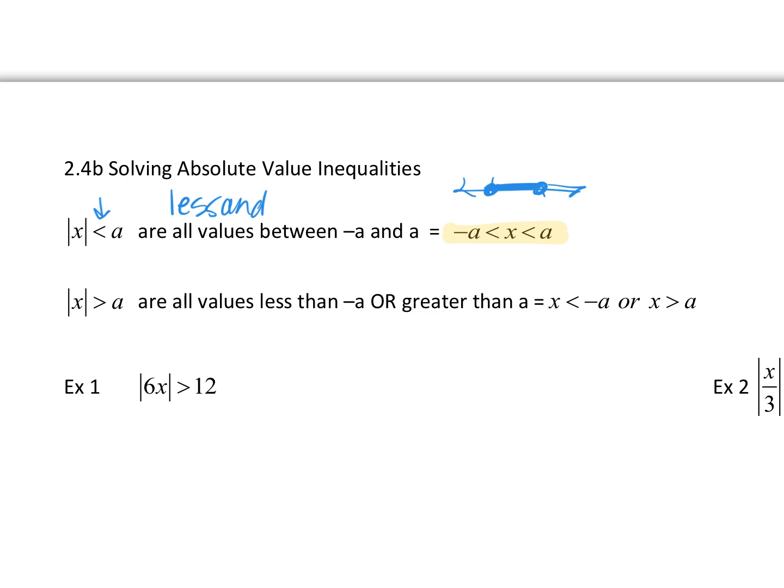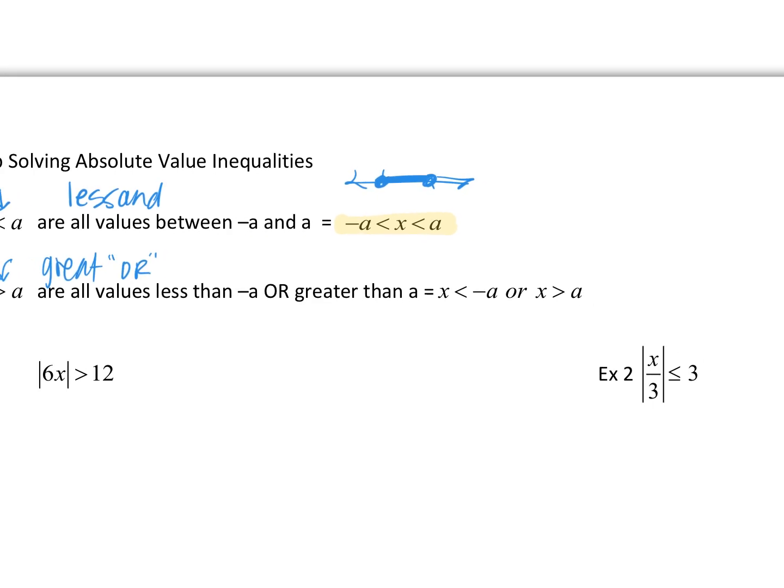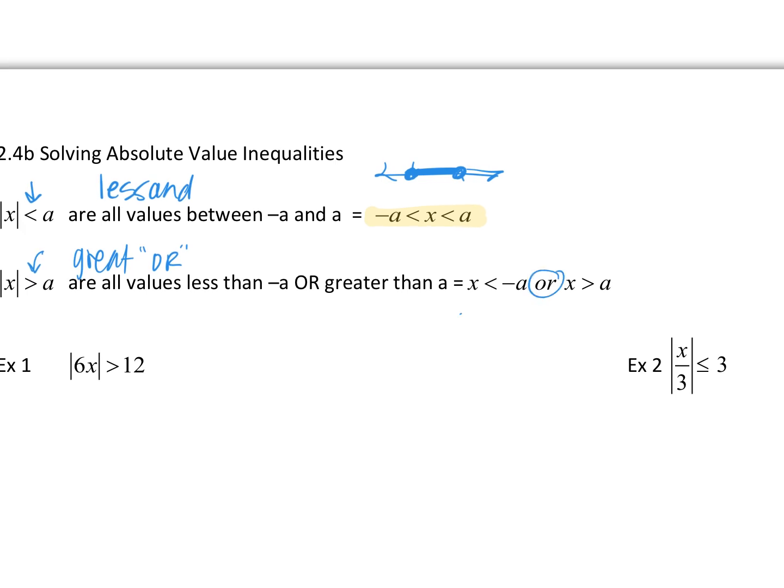Right? If it's a greater than, I want you to think "great-or" than. Because it's an "or" situation, just like it says right here. So what does that mean on a number line? It means they're going to go different directions.